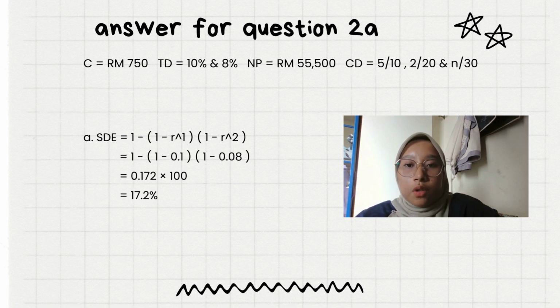So for question A, calculate the single discount rate. So we will use SDR equal to 1 minus in bracket (1 minus R1) close bracket in bracket (1 minus R2) close bracket, equal to 1 minus in bracket (1 minus 0.1) close bracket in bracket (1 minus 0.08) close bracket. So the answer is 0.172 multiplied by 100. The final answer is 17.2%.